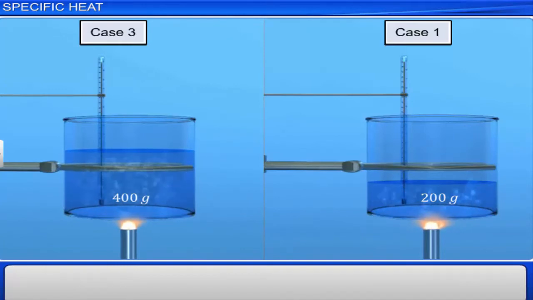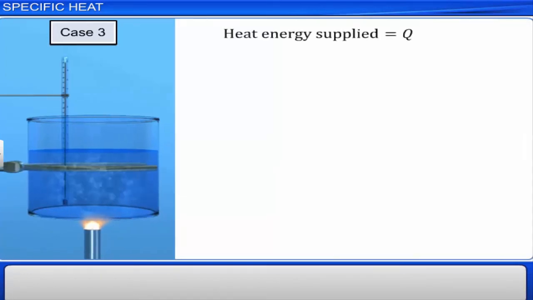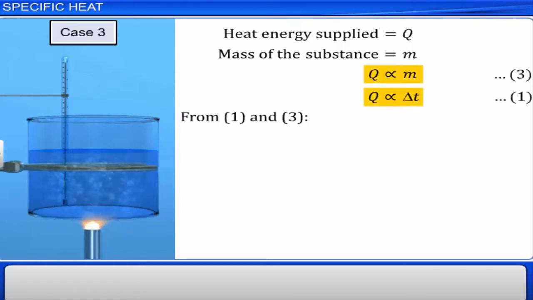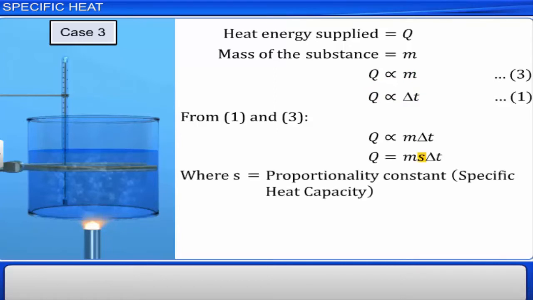That is, the heat energy supplied is directly proportional to the mass of the substance. If Q is the heat energy supplied and M is the mass of the substance, then Q is directly proportional to M. Let this be equation 3. From equation 1 and 3, Q is directly proportional to M into delta T. This can be written as Q is equal to M S delta T, where S is the proportionality constant called specific heat capacity. Let this be equation 4.